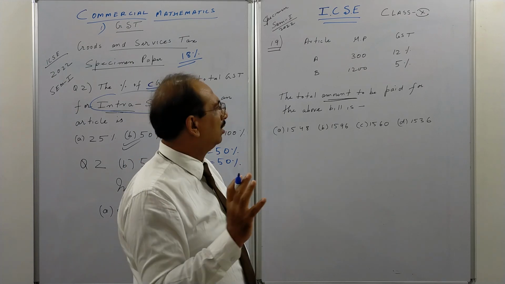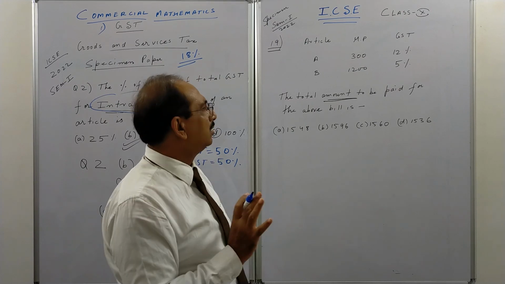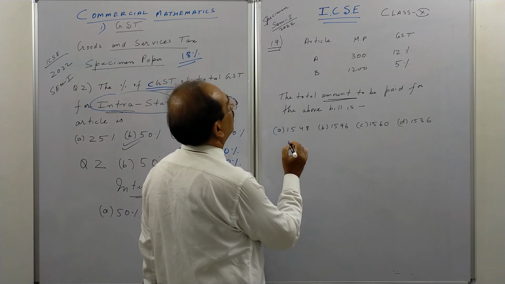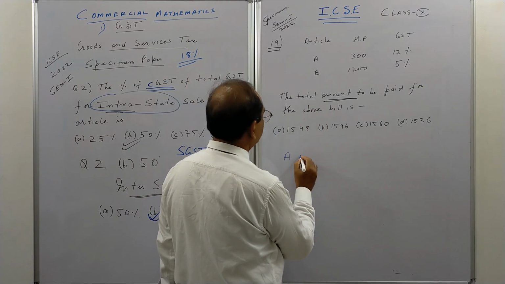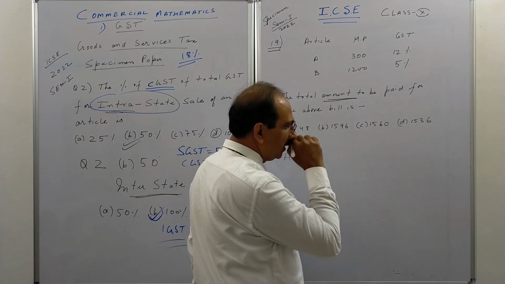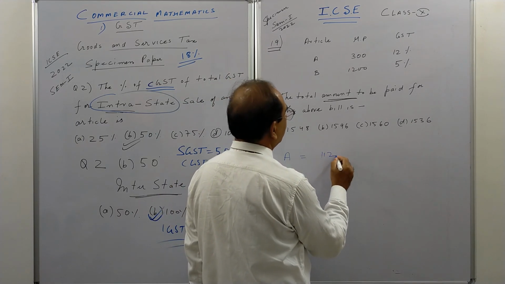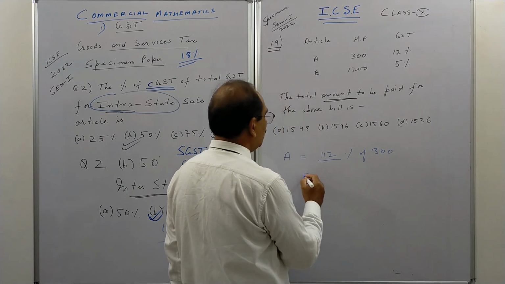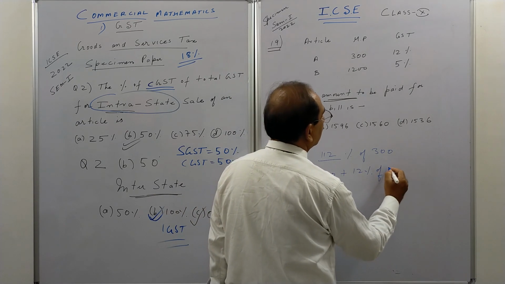Okay, I'll tell you when I do the ICSE question what the council one book is there says about GST. So first thing is here, article mark price. So A is mark price is 300. So after GST, how much you will pay? There are two ways. Directly you can get, okay, directly 112% of 300, or we can do what? 300 plus 12% of 300.